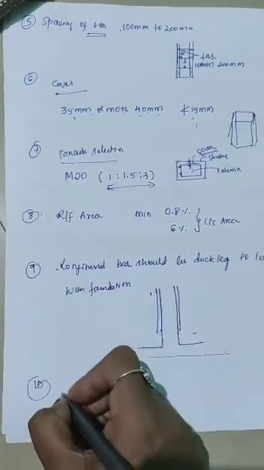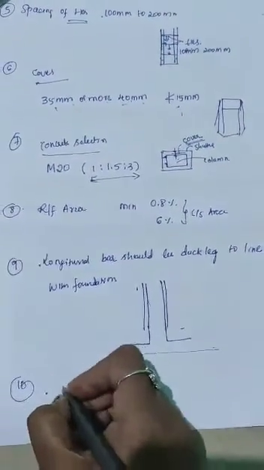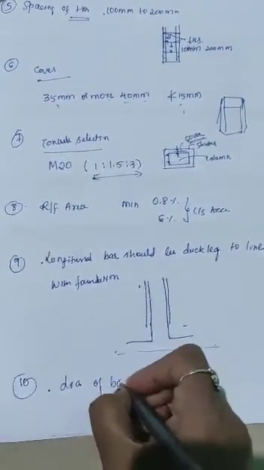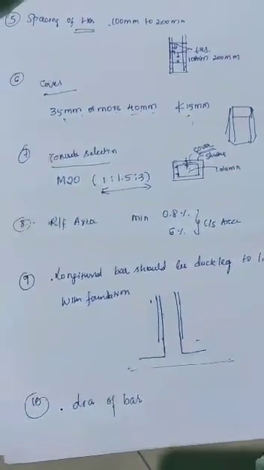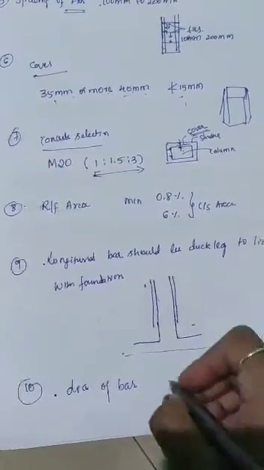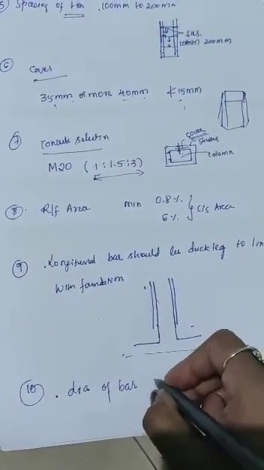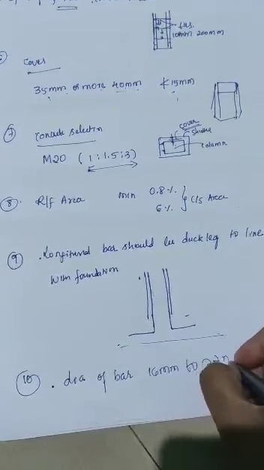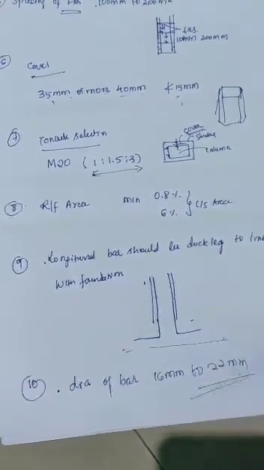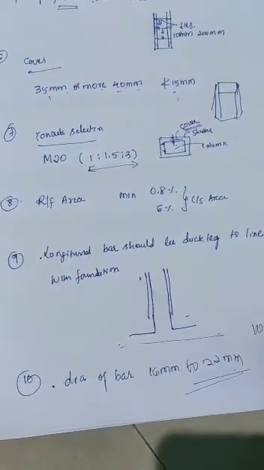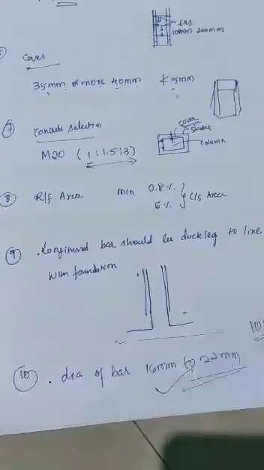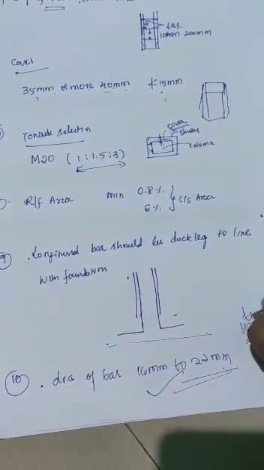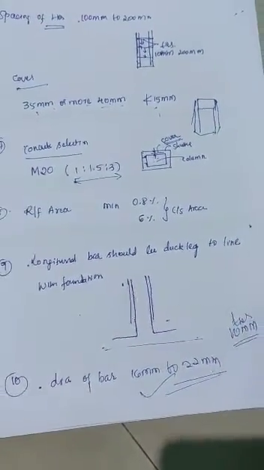The 10th one that you need to remember is selection of dia of bars. Here we will select the dia of the bar from 16 mm to 22 mm. For ties we will select 10 mm. For longitudinal bars we will select 16 mm to 22 mm.